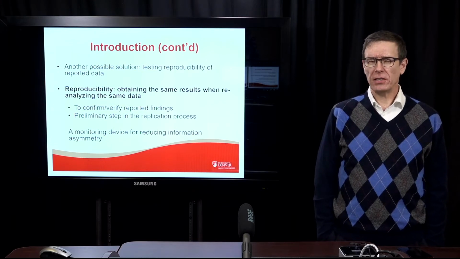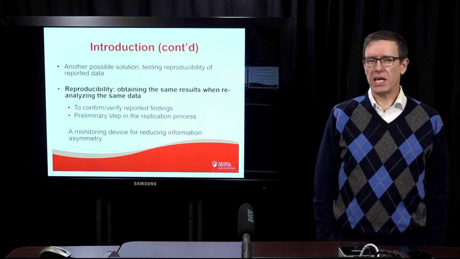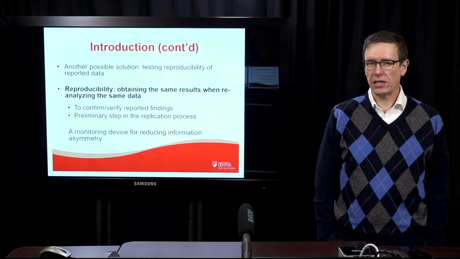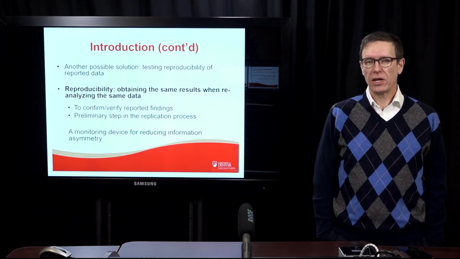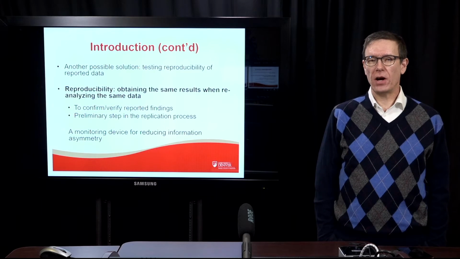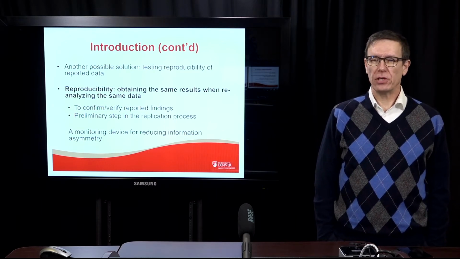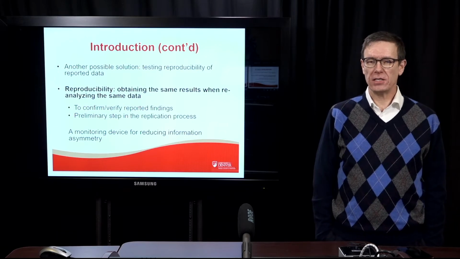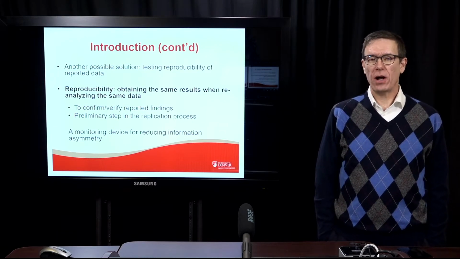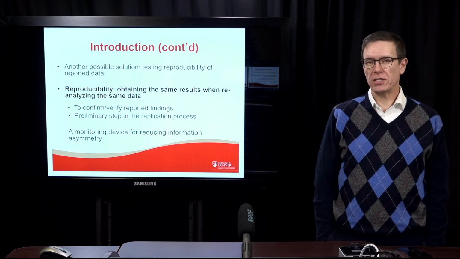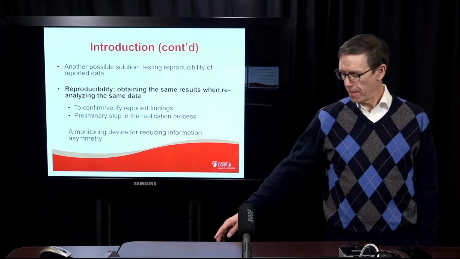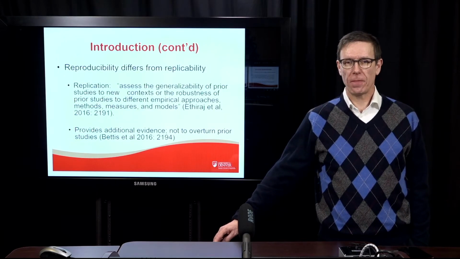So what I want to talk about today is reproducibility, and that's obtaining the same results when reanalyzing the same data. What this means is to confirm or verify reported findings. And I'm going to suggest it as a preliminary step in the replication process, and more generally as a monitoring device for reducing information asymmetry within publications and the publication review process.